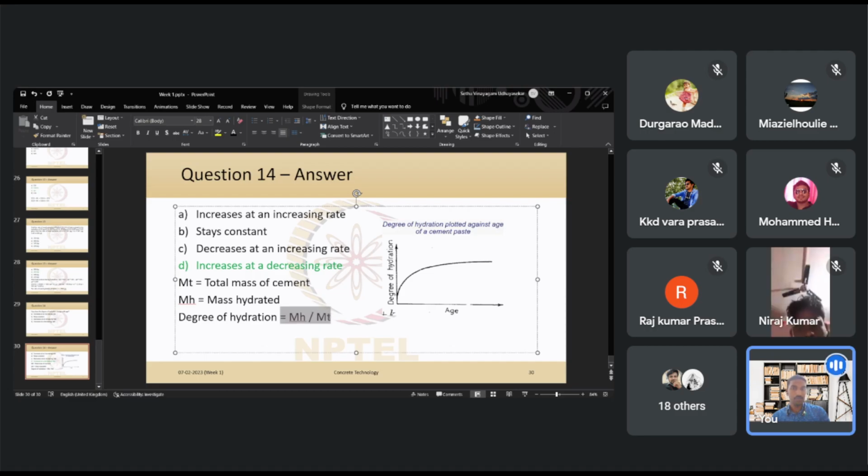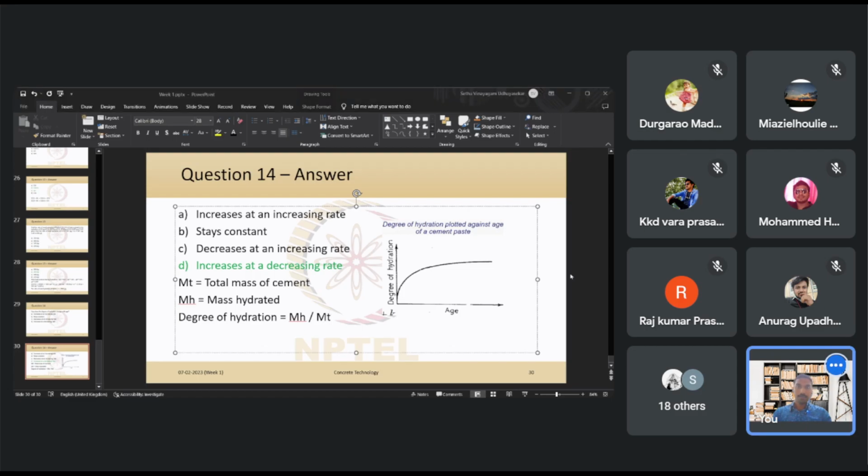So there is a limiting value for the degree of hydration. That's why this cannot grow unboundedly. It has to reach towards some limiting value, and the maximum it can go is 1. When all the cement has completely hydrated, the degree of hydration will be 1, so it cannot be more than that. With time, the reaction will also slow down. Therefore, we see that the trend of degree of hydration is increasing at a decreasing rate. Any questions?